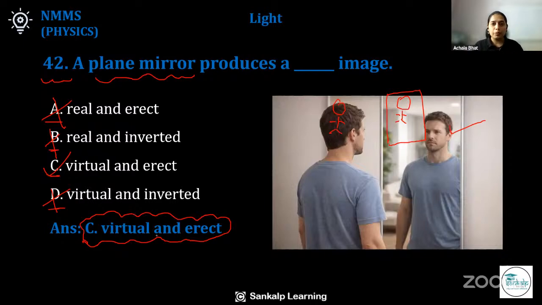Here, virtual image means we cannot obtain that image on the screen. We cannot catch that image on the screen. If we can catch that image on the screen, then it is called a real image.